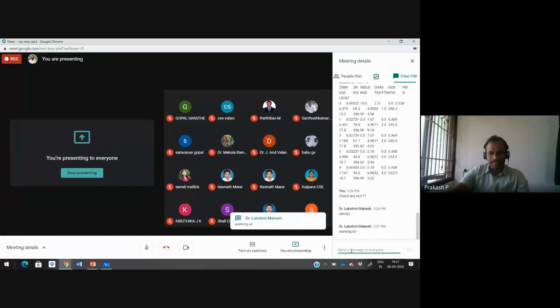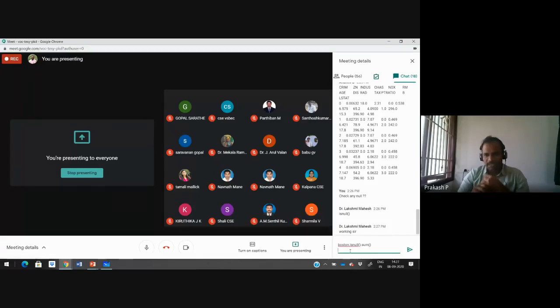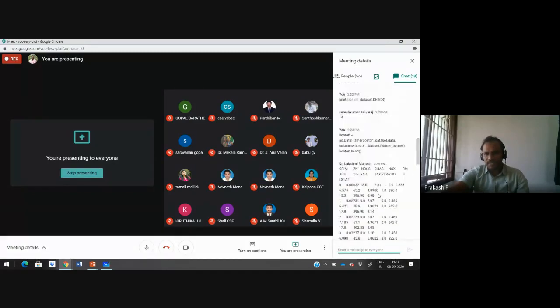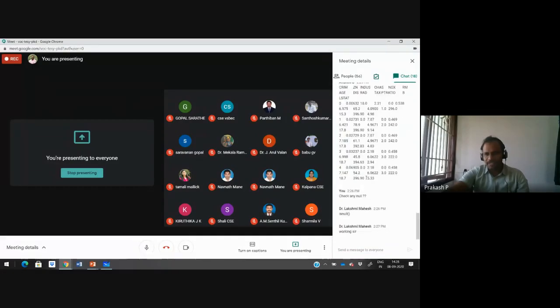So you need to convert the Boston data set into a Boston data frame. How to do it is, you need to place Boston data, pd.DataFrame, Boston data set, which I already posted in the chat.